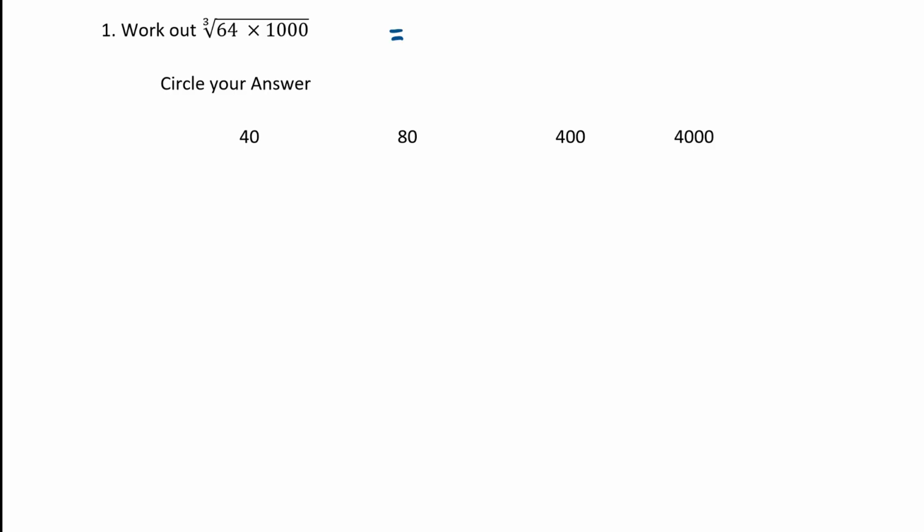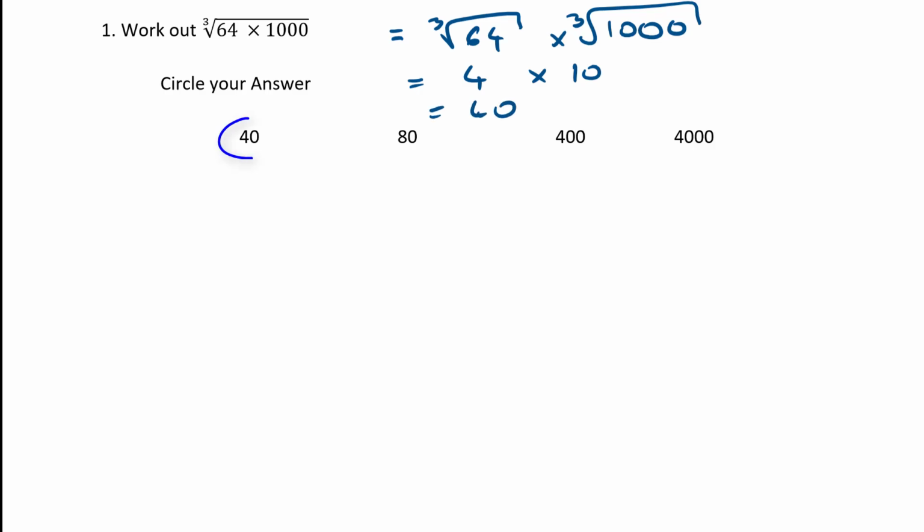When you've got a root, you can easily break it down into separate roots. So the cube root of 64 times 1000, I can break up into the cube root of 64 times the cube root of 1000. Because I know the cube roots for the first 10 numbers, I know that the cube root of 64 is 4, and the cube root of 1000 is 10, and 4 times 10 is 40, so it's that one there. Like I say, if you memorize the first 10 cube numbers, I think it would be really useful for the non-calculator paper.